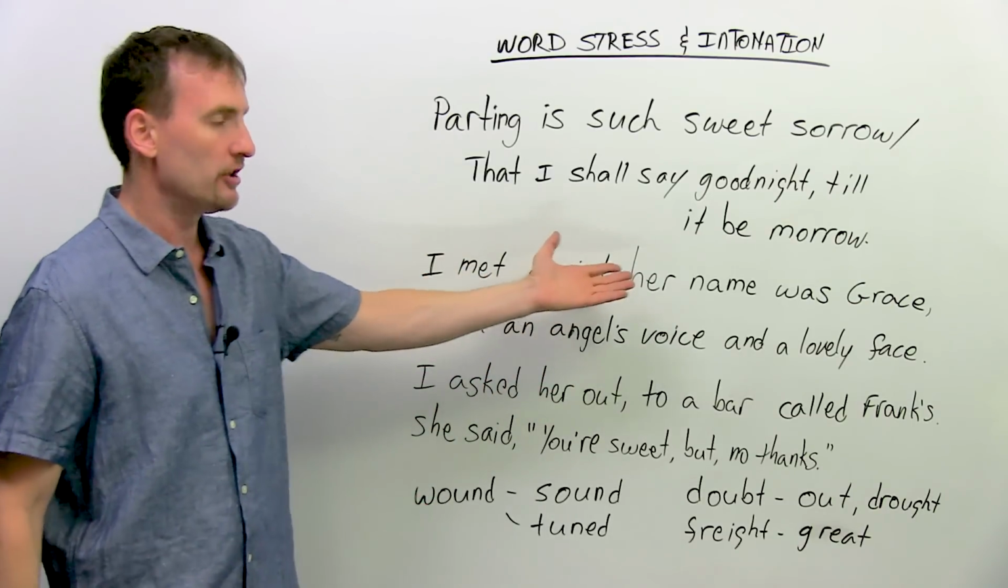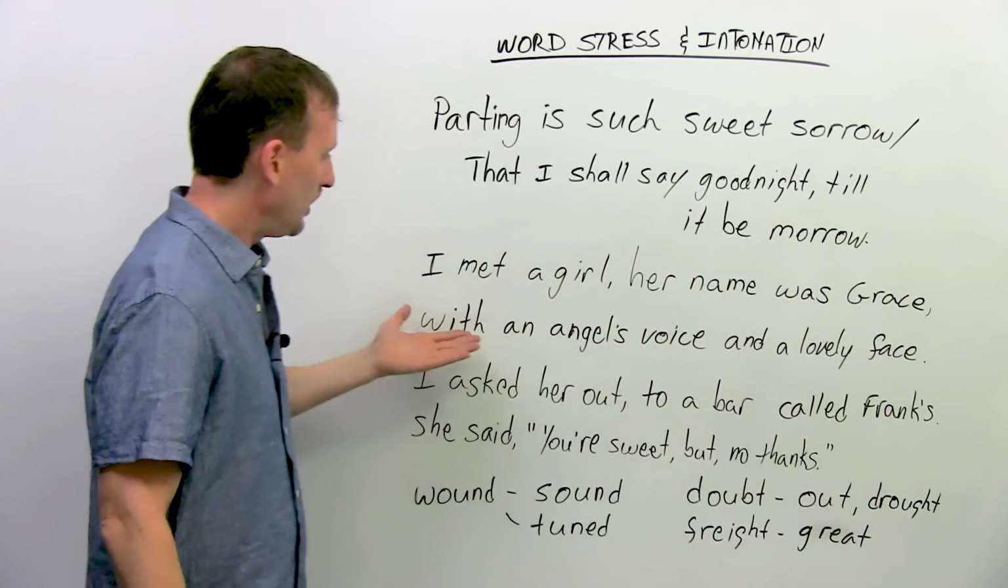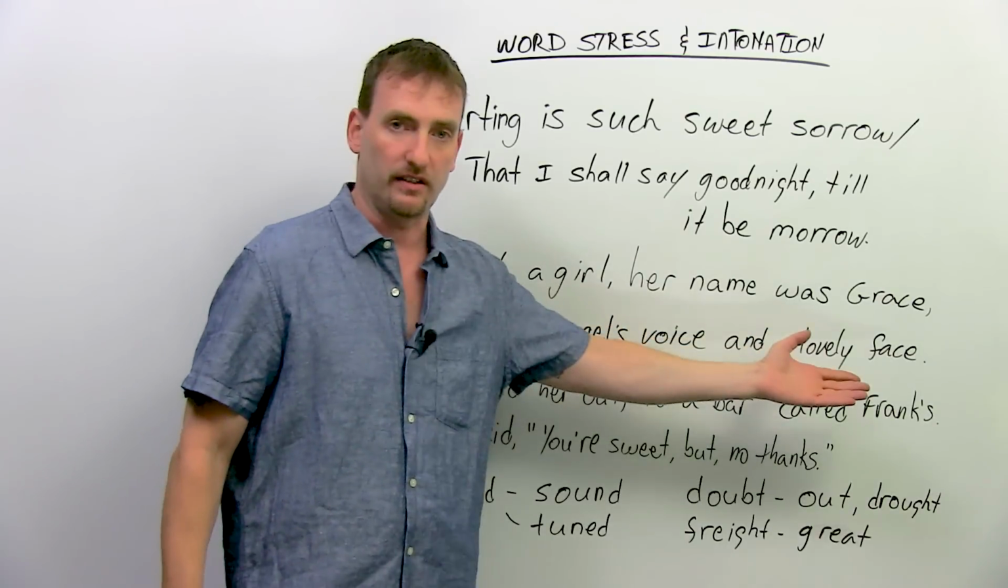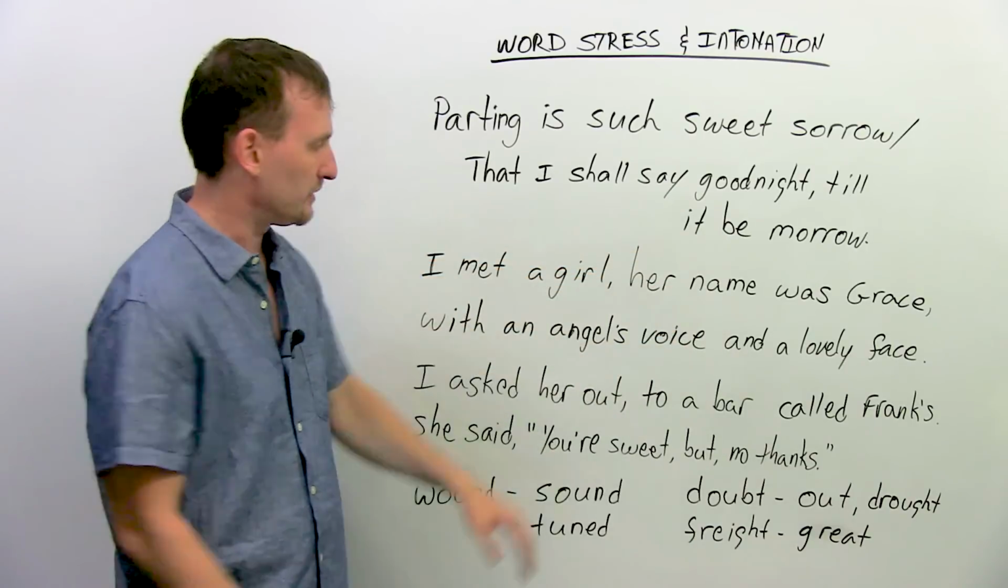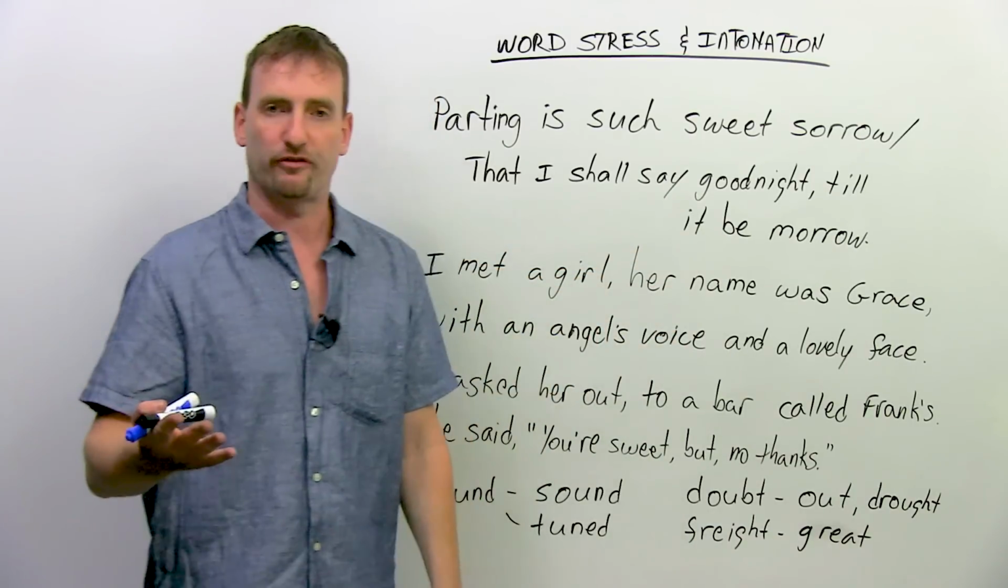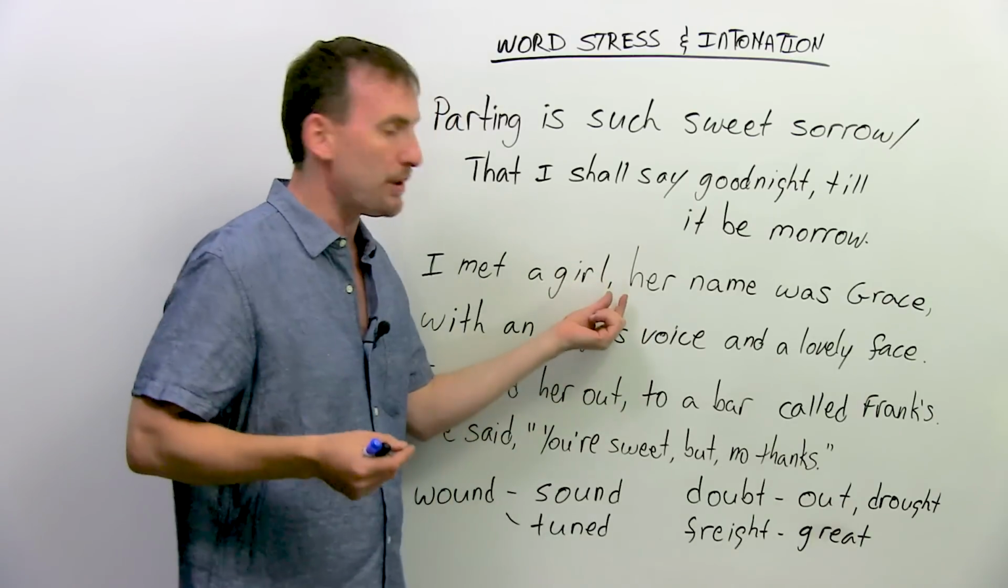I met a girl, her name was Grace, with an angel's voice and a lovely face. So I want to make sure I'm falling on the same amount. Now, different number of syllables, but commas are also your friend. Commas are little pauses, right?